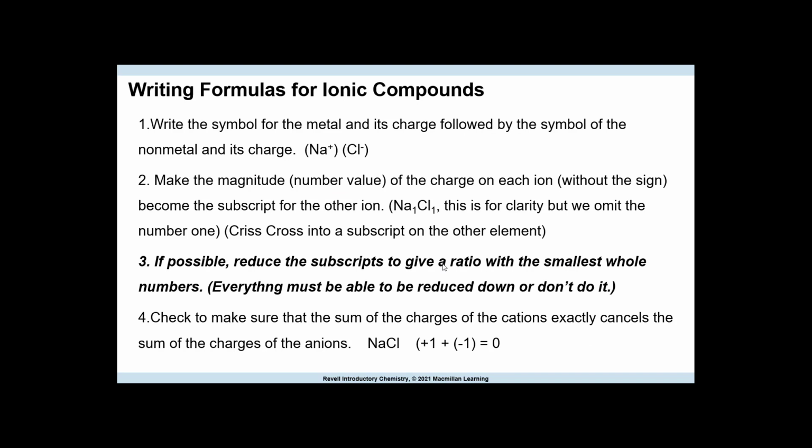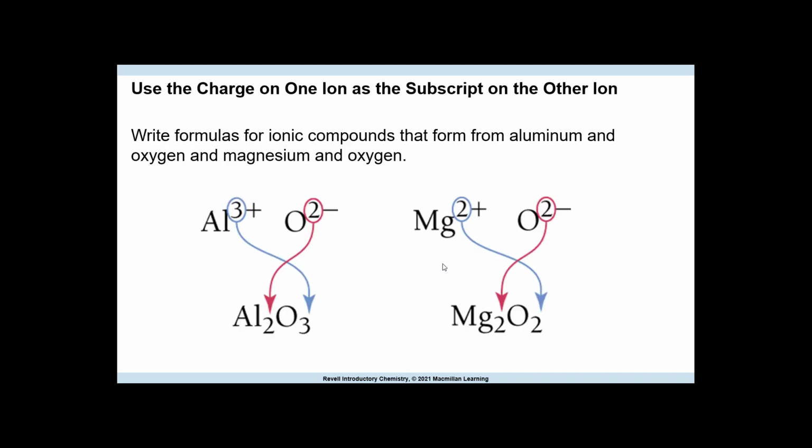I don't like this. Your book's showing you that way. Yes, that's the correct way, but I also know a shortcut. Crisscross. Write formulas for ionic compounds that form from aluminum and oxygen, and magnesium and oxygen.